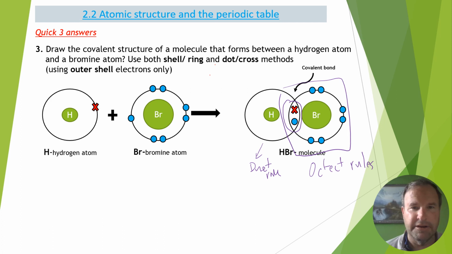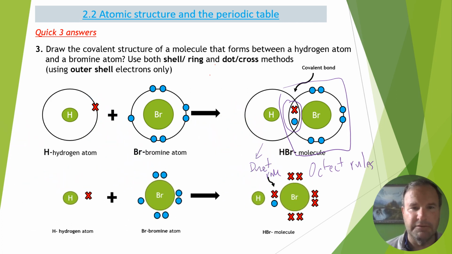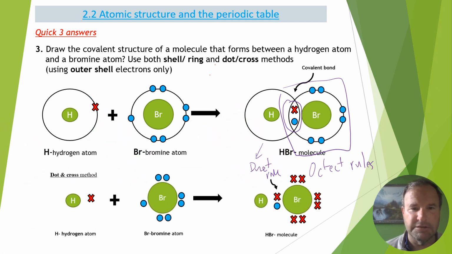Here's the other diagram. That's just showing the covalent bond formed there. Here's the dot and cross method. Remember, it only shows those bonds. I hope you did well on that. If not, go back through it, check your answers, and well done.